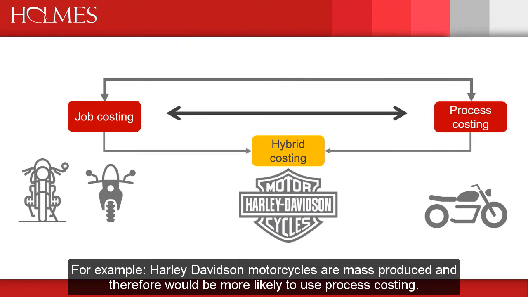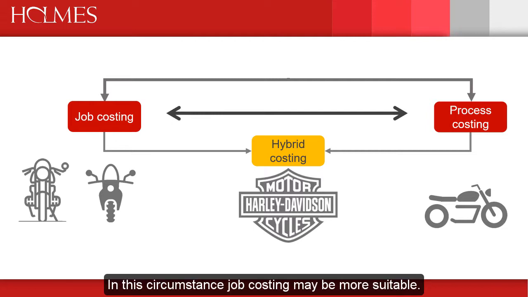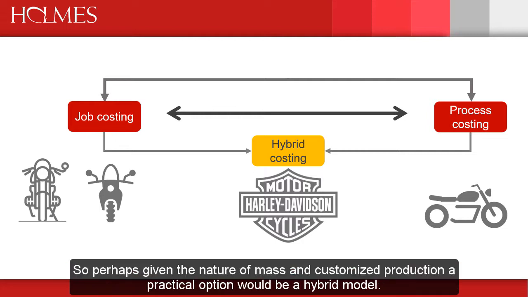For example, Harley-Davidson motorcycles are mass-produced and therefore would be more likely to use process costing. However, the bikes can be completely customised, making it quite unique. In this circumstance, job costing may be more suitable. So perhaps given the nature of mass and customised production, a practical option would be a hybrid model.